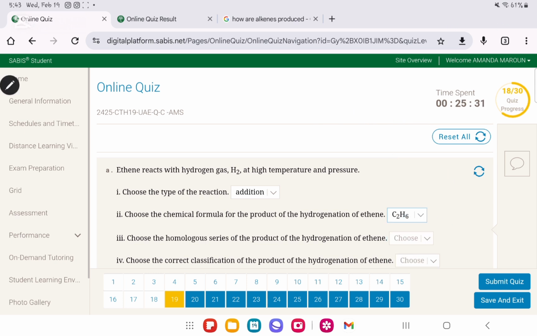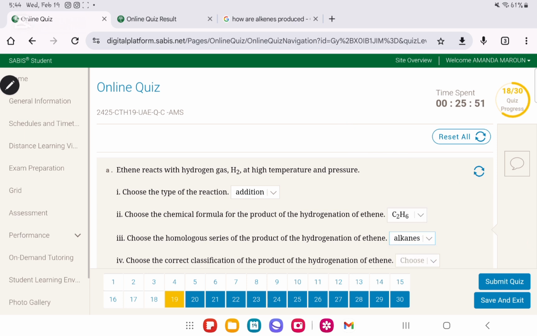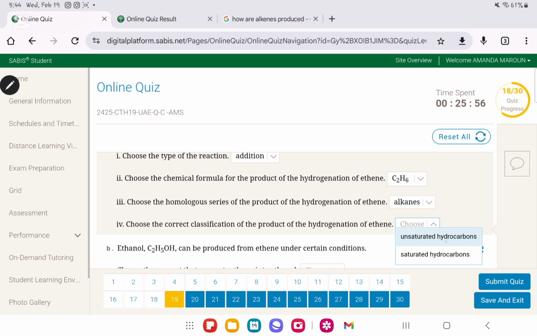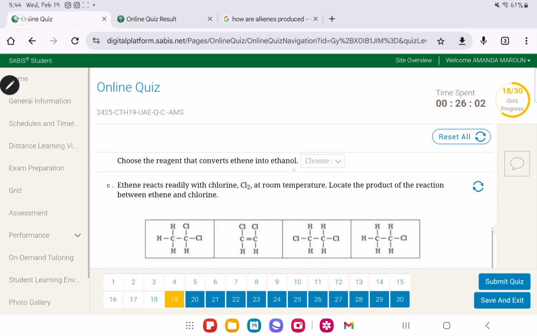Now, choose the homologous series of the product of the hydrogenation of ethene. Very simply, C2H6 follows which structure? It follows the structure CnH2n+2. And this is what? This is an alkane. So we can say that this is an alkane. Moving on, the correct classification of the product, it is saturated. Why? Because alkanes are saturated. They're the only saturated hydrocarbons.